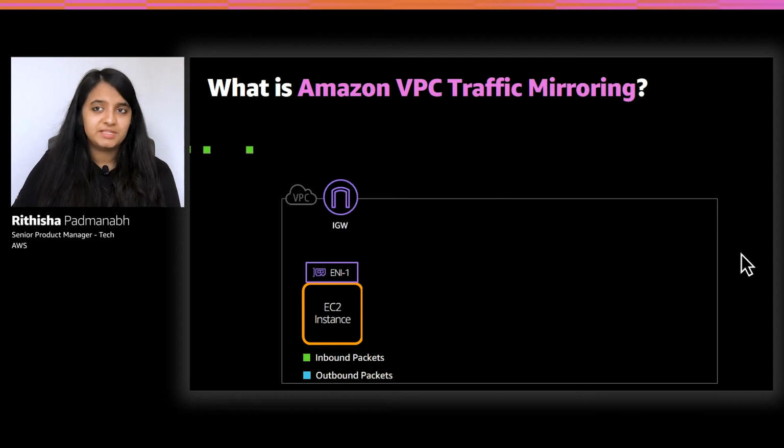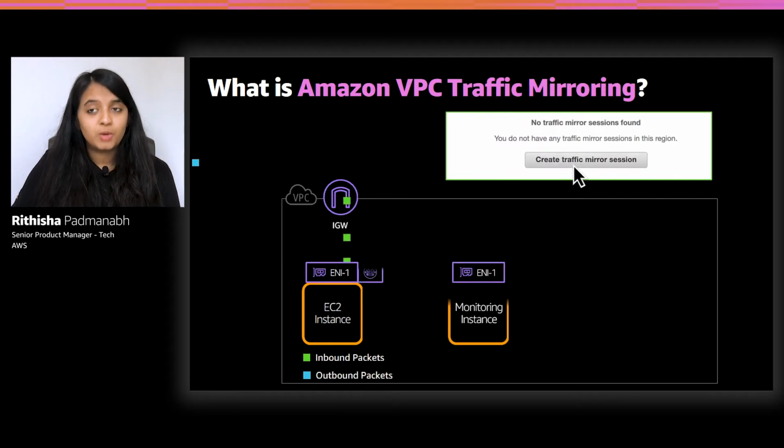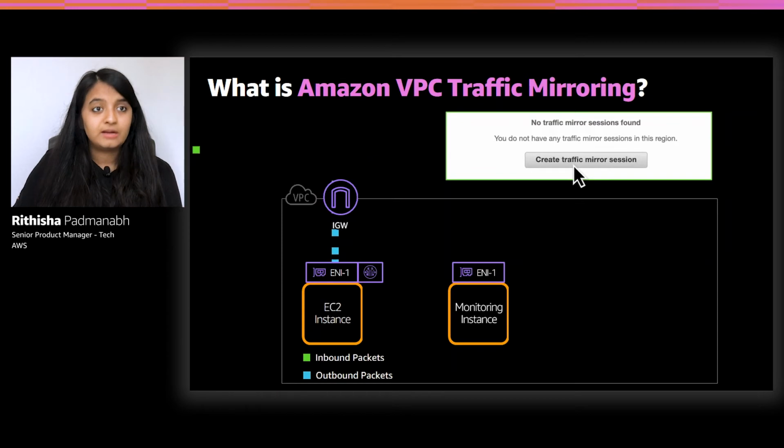So suppose you have this EC2 instance with both inbound and outbound traffic, and this happens to be a critical workload in your VPC that you need to monitor. So first, you will need to create a monitoring instance with a monitoring appliance installed. Thereafter, you can create a traffic mirroring session that essentially starts copying traffic that's flowing through the ENI on your traffic mirroring source and sends it out to this out-of-band security or monitoring appliance.